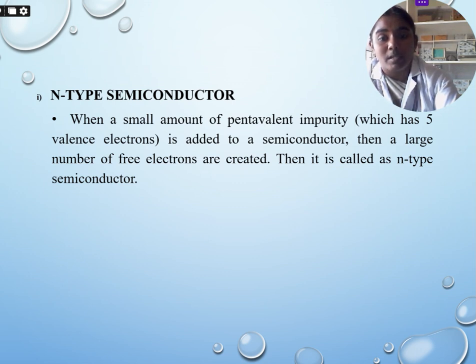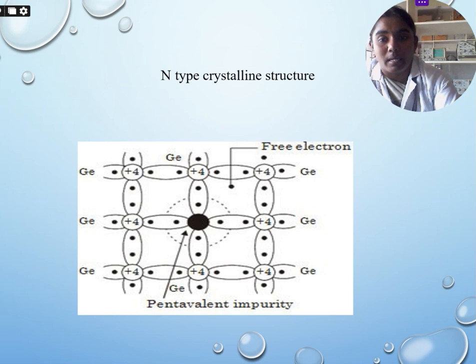N type means, for example, we are taking a pentavalent impurity, that means it has 5 valence electrons. In that, 4 valence electrons will be occupied, one will be left free. That electron is known as a free electron. So that's why they say when a small amount of pentavalent impurity is added to the semiconductor, then a large number of free electrons are released. This is called an N-type semiconductor.